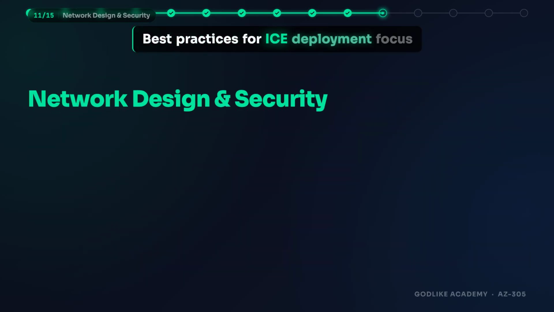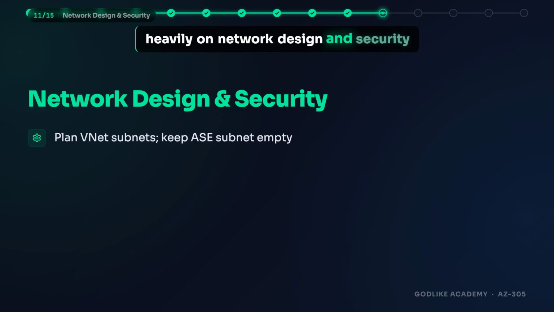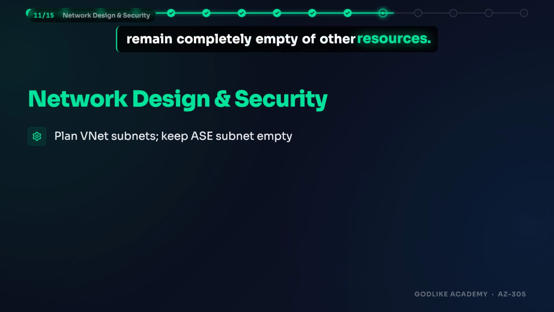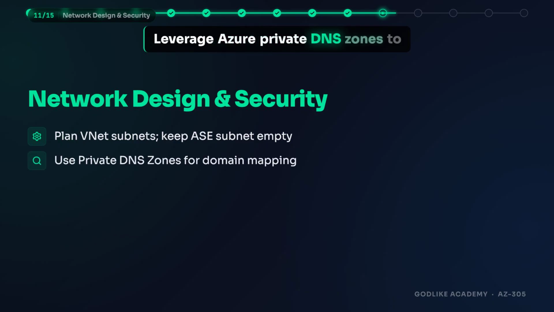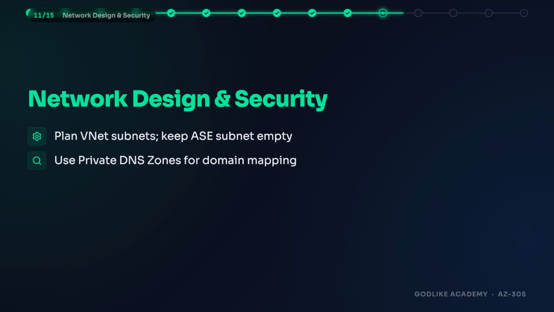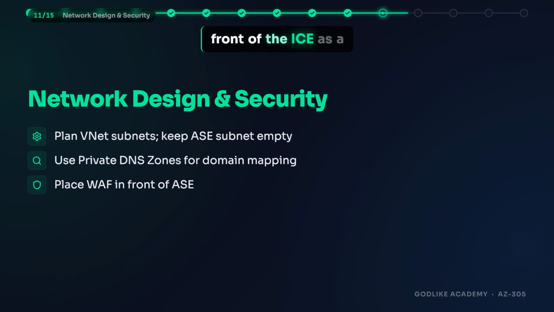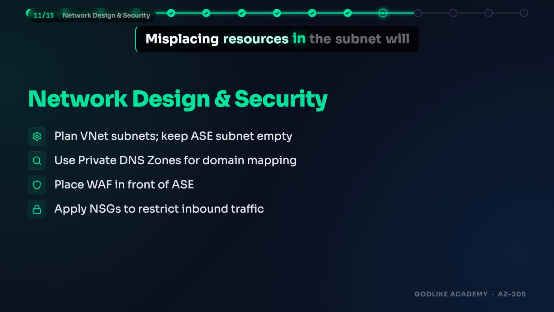Best practices for ASE deployment focus heavily on network design and security architecture. Always plan your VNet subnets before deploying, because the ASE subnet must remain completely empty of other resources. Leverage Azure private DNS zones to map custom domains to the private IP address, ensuring internal services resolve correctly without public lookups. Implement layered security by placing an application gateway or Front Door in front of the ASE as a WAF, and use NSGs to restrict inbound traffic to only authorized IPs. Misplacing resources in the subnet will break all routing tables permanently.